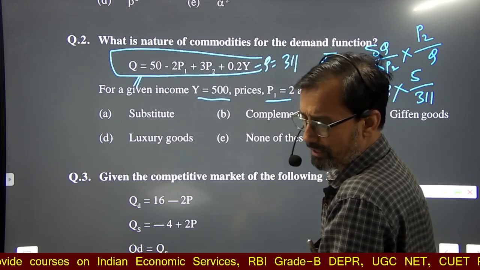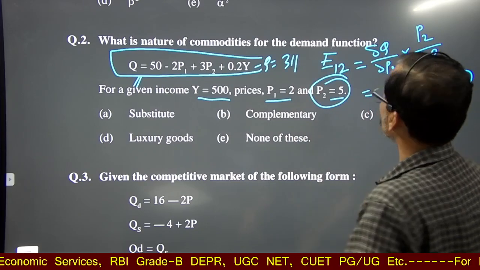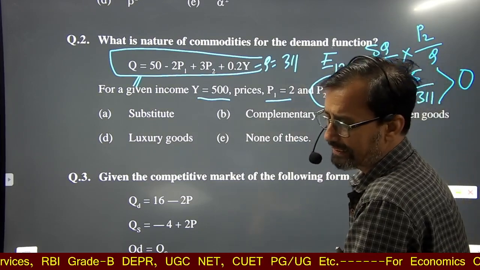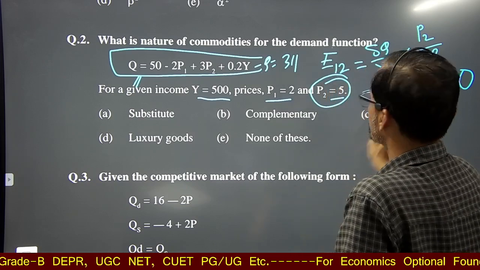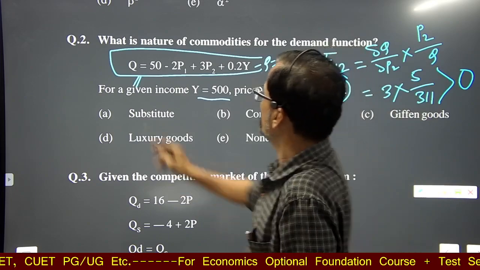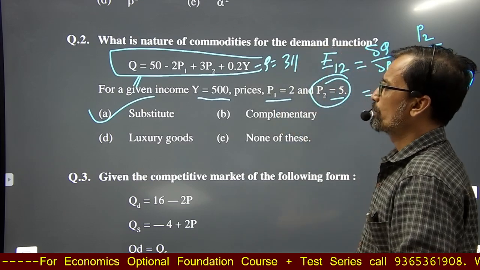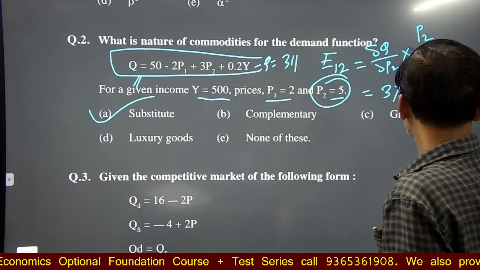After solving, we will get a value greater than 0. So when the cross elasticity is greater than 0, the goods are substitutes. Goods are substitute goods. This is one question.